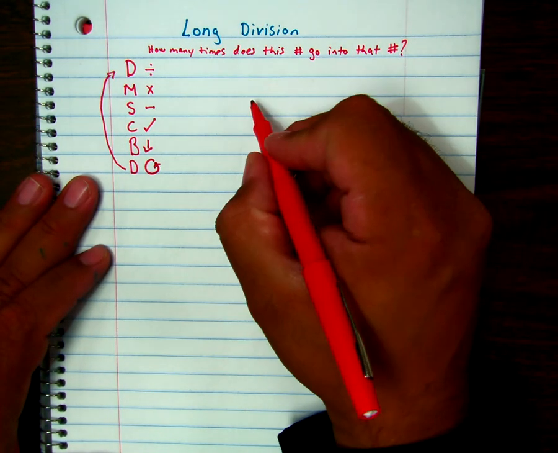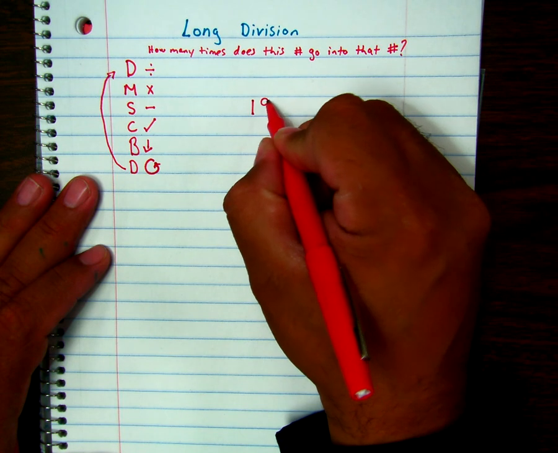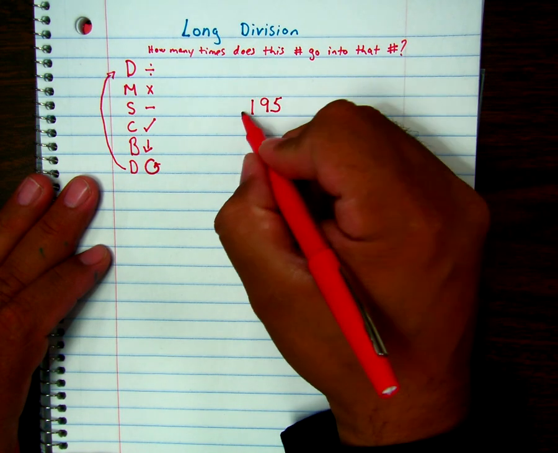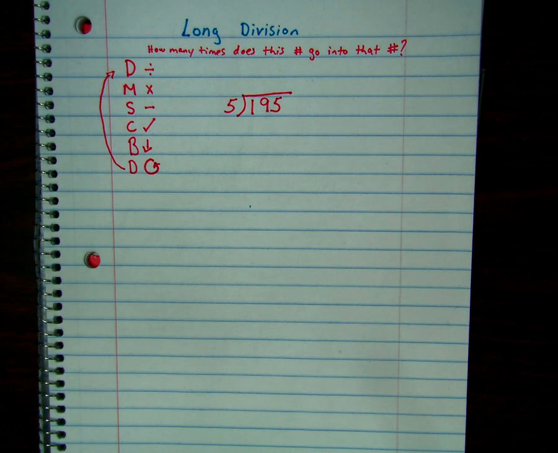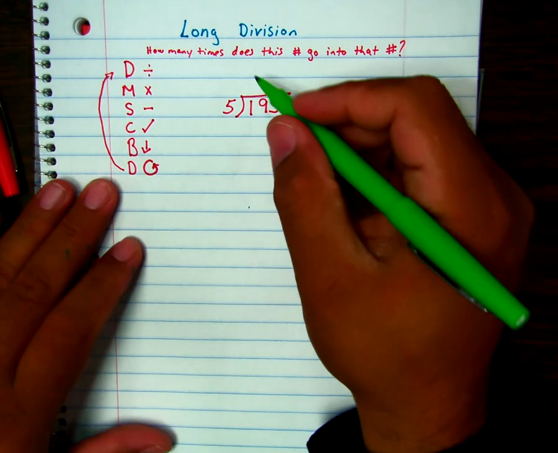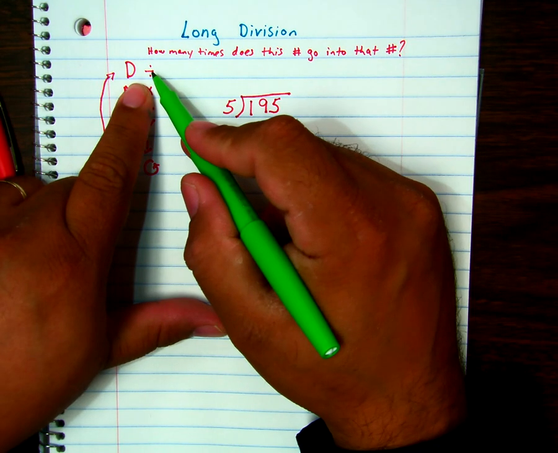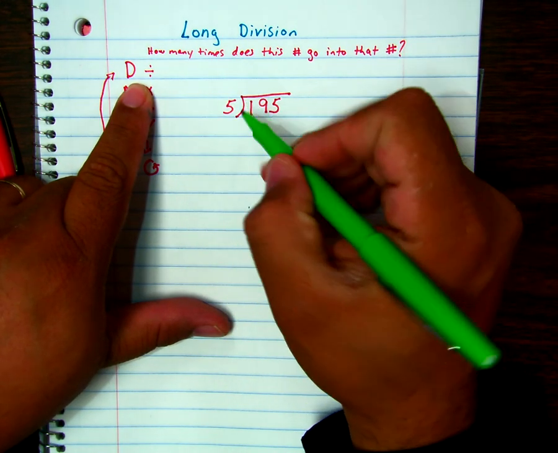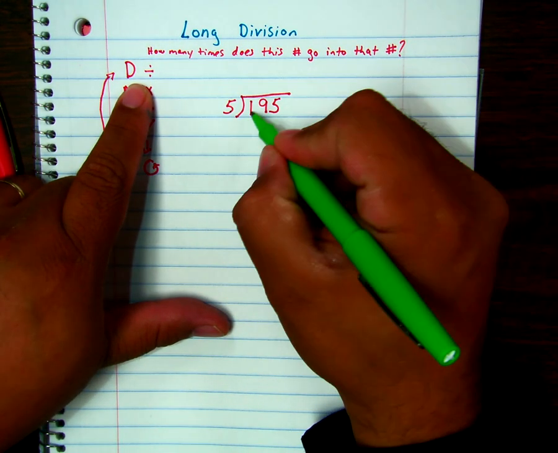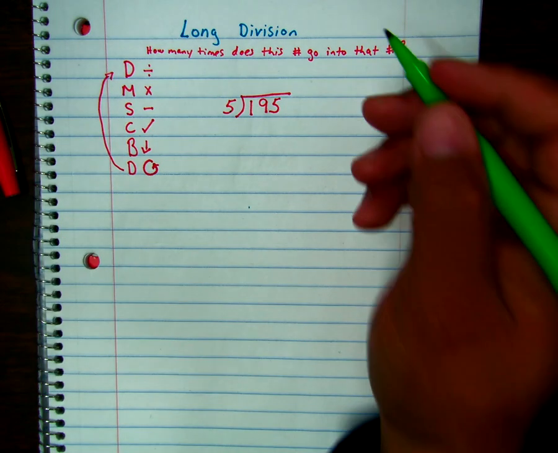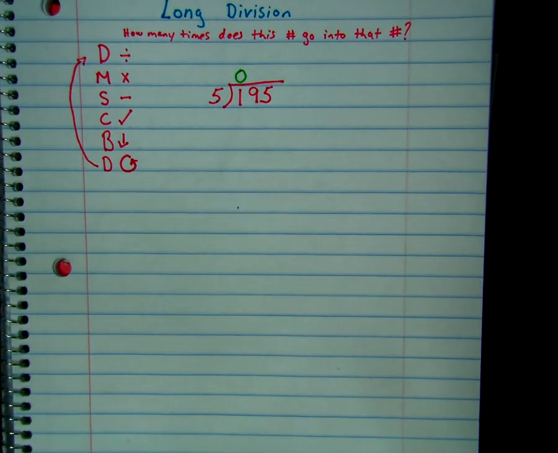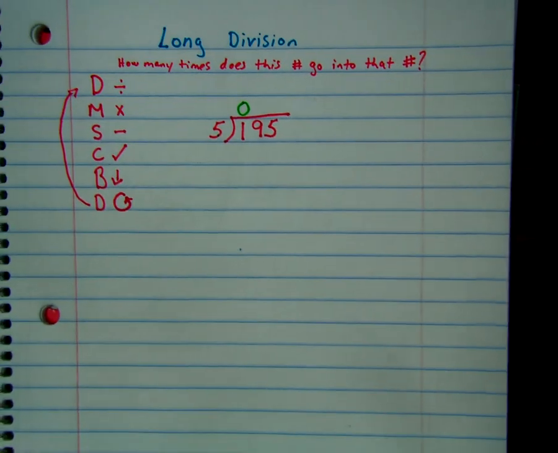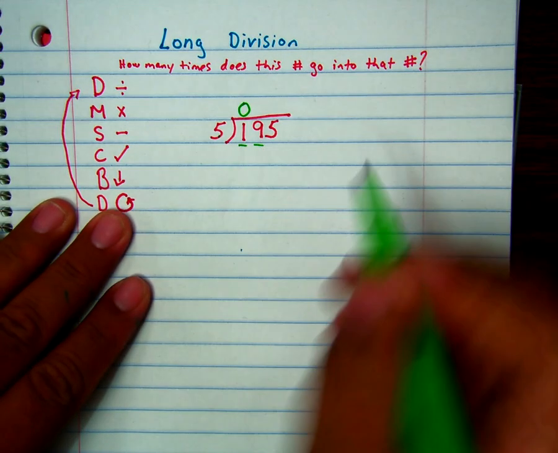So we're going to start with a division problem. We'll go to 195 divided by 5. Alright, we're going to go step by step here, okay? So the first thing that we do is we start with our division. How many times does 5 go into 1? Well, 5 does not go into 1. So we're going to put a 0 right there, and we're going to go ahead and go to the 19. We're going to use both of those numbers now.